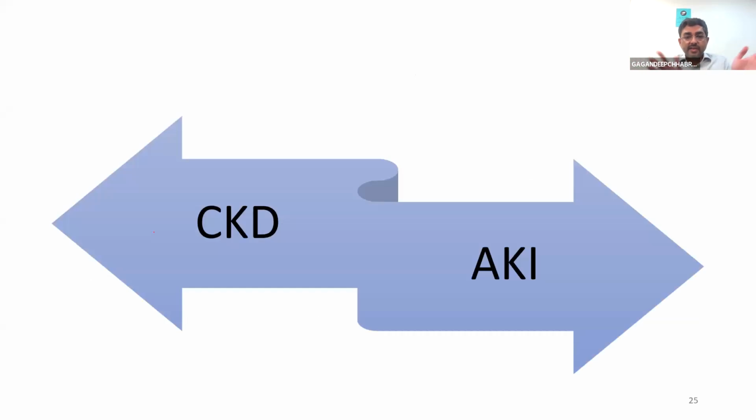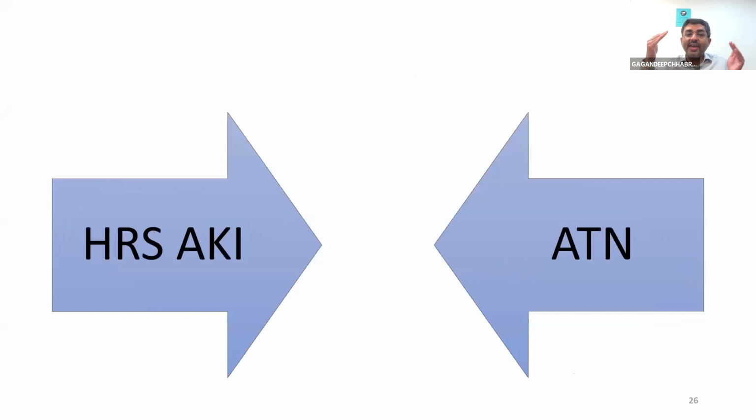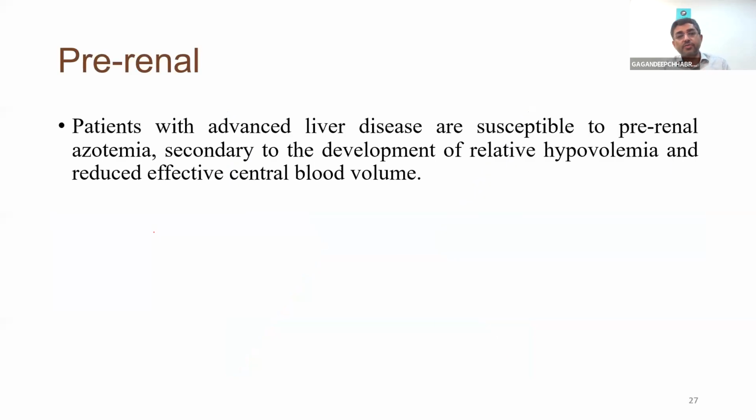So CKD, the arrow goes here, AKI, the arrow goes here, and then we have HRS, hepatorenal syndrome, as a part of AKI and ATN meeting each other, creating more confusion than usual. So you have to differentiate between these various factors. So pre-renal: patients with advanced renal disease are susceptible to pre-renal azotemia, secondary to the development of relative hypovolemia and reduced effective central blood volume.